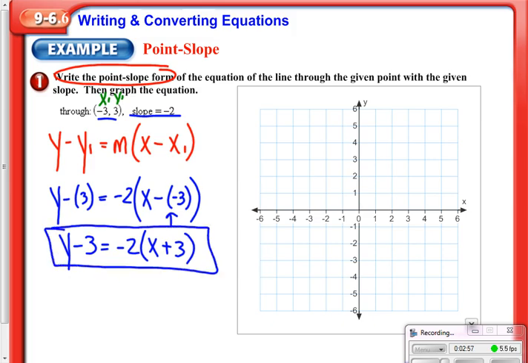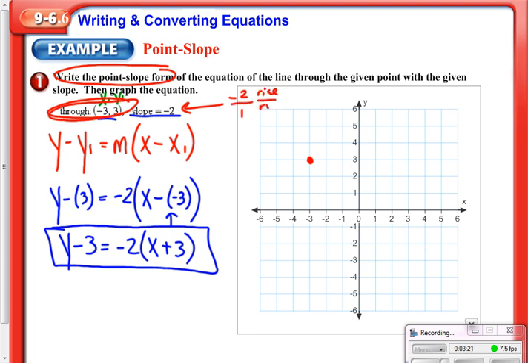Now we're going to go ahead and graph. In order to graph point-slope form, graph your point first, -3, 3. So from my origin, over 3, up 3, there's my plot. Second, use your slope to plot. So your slope is -2. To get a rise and run, make it a fraction: -2 over 1. There's your rise, and here's your run.